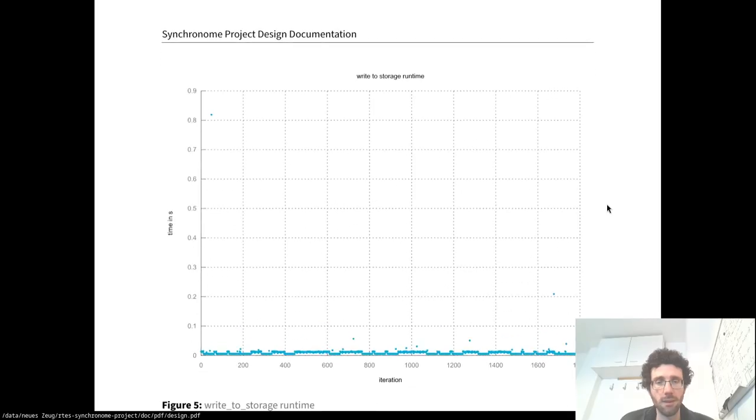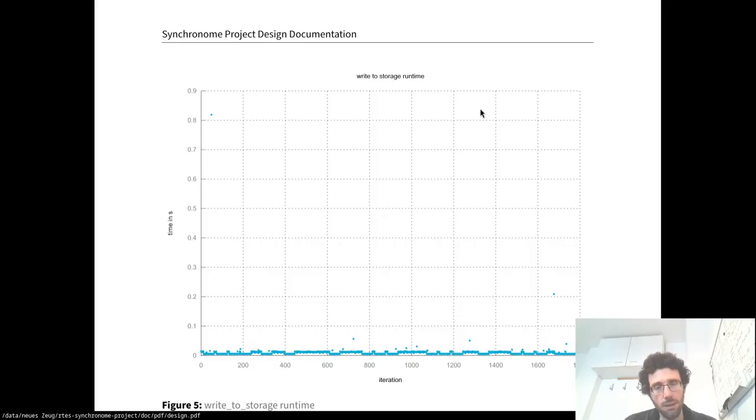Service 4 is the write to storage service, and it's run in a best effort kind of manner. The plot shows the execution time measured during actual runtime. You can see that there are occasional spikes in the file system operations execution time, and sometimes it even goes above 1 second for one single write operation.